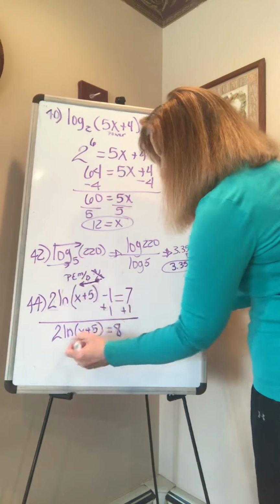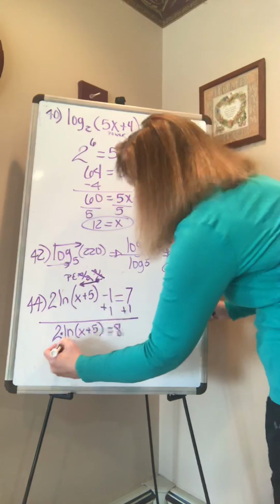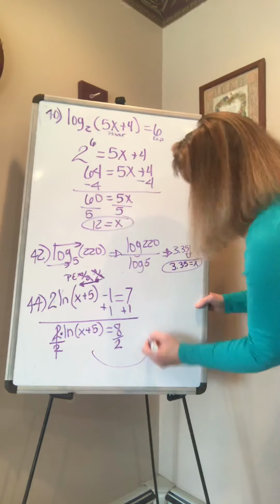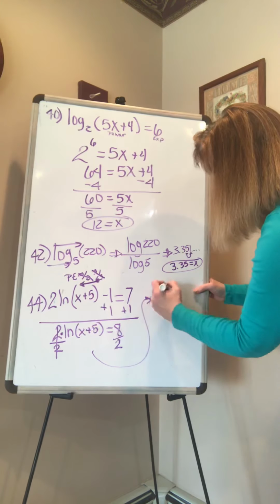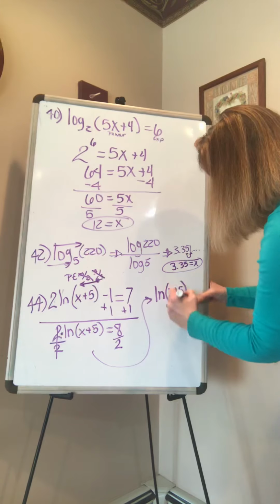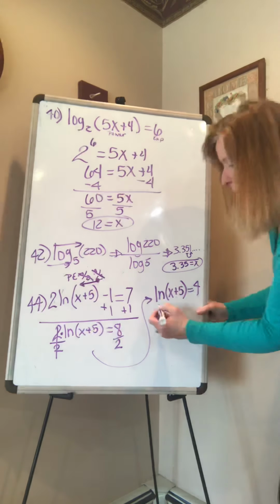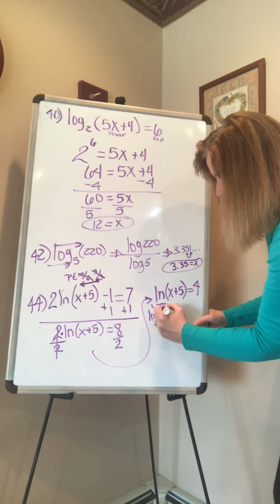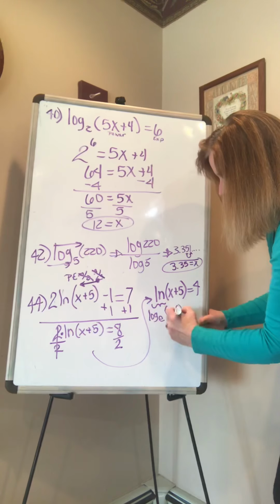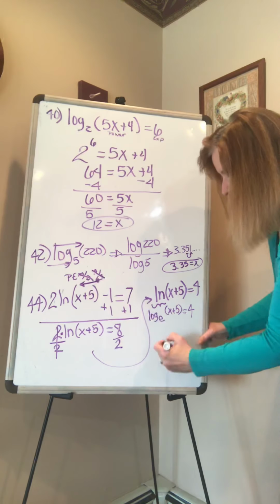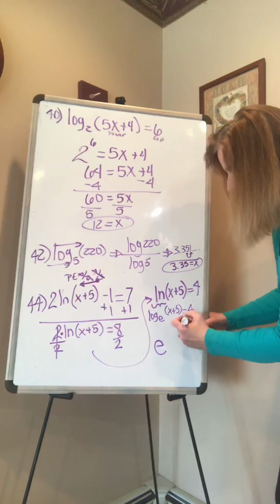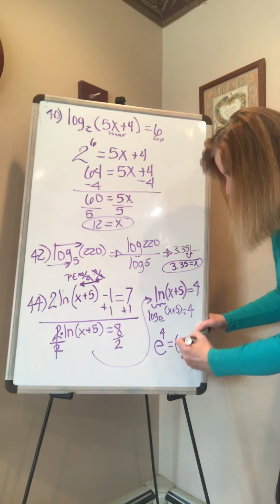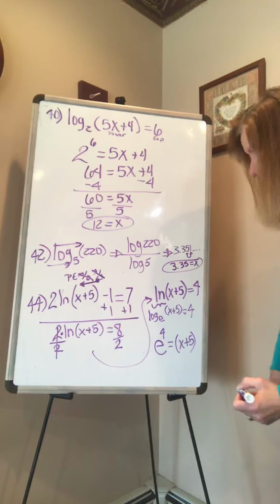Now, multiply, divide. I'm multiplying by 2, I'm going to divide. These cancel. So now I'm just going to come up here. I have natural log of x plus 5 is equal to 4. Now remember, natural log comes from the log base e of x plus 5 equals 4. The base is e, 4 is the exponent and the power, x plus 5. And they said solve for x.